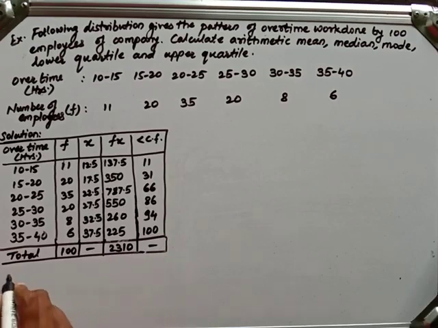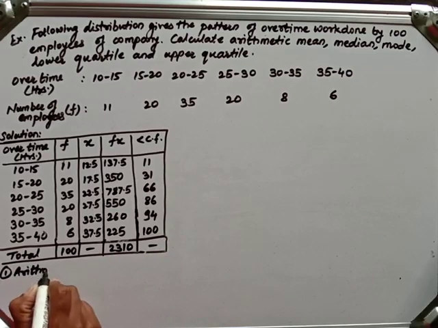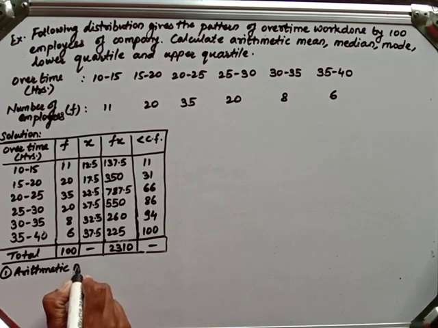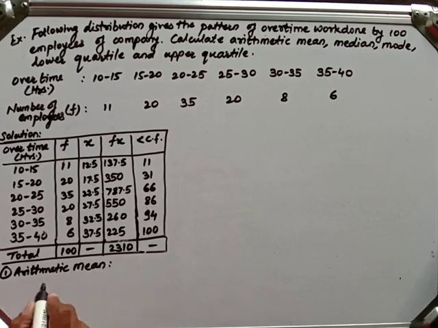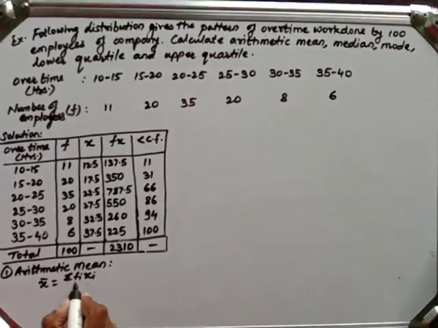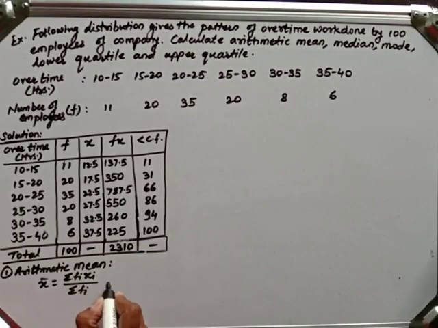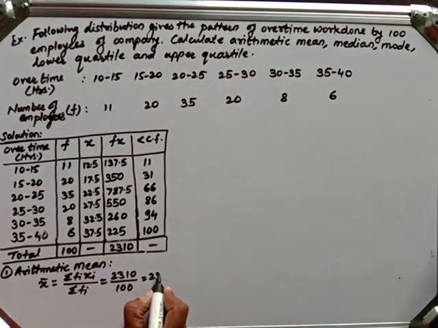First of all, let us determine the arithmetic mean. Arithmetic mean is what? X bar is equal to summation fi xi upon summation fi. So it will be 2310 upon 100. So it is 23.10.